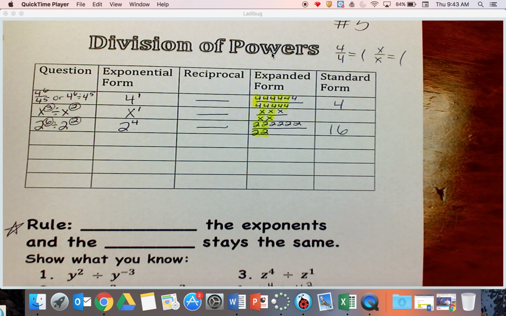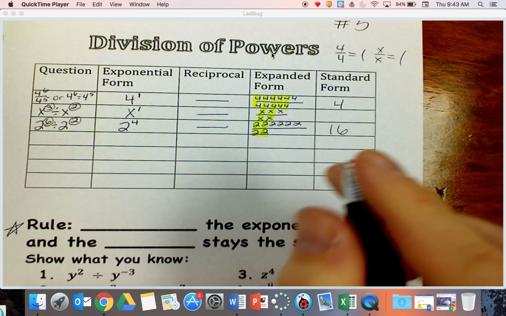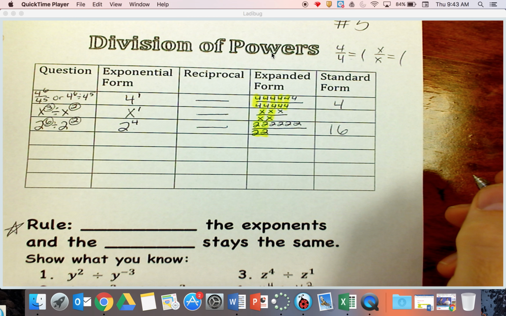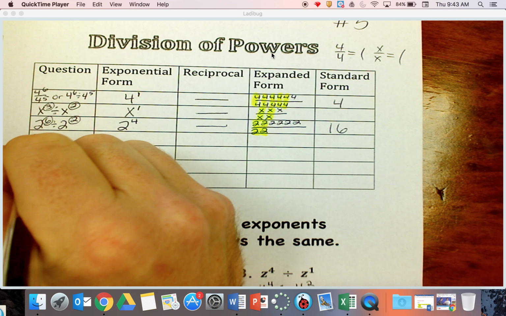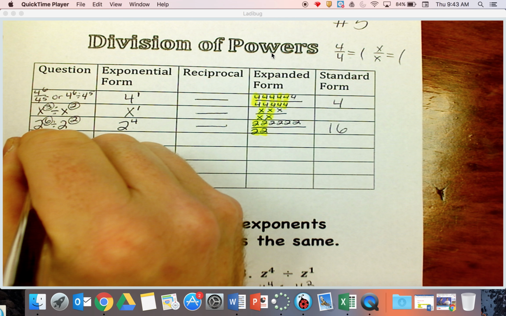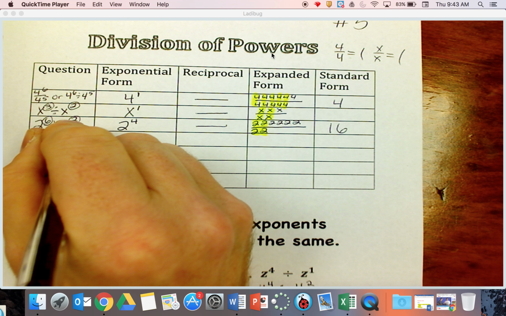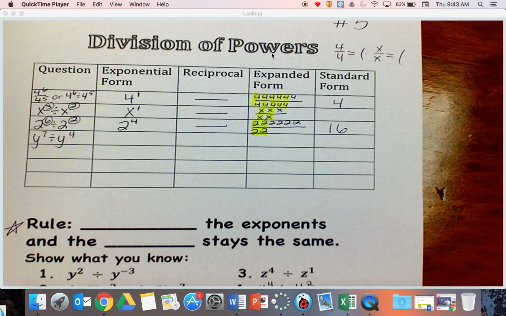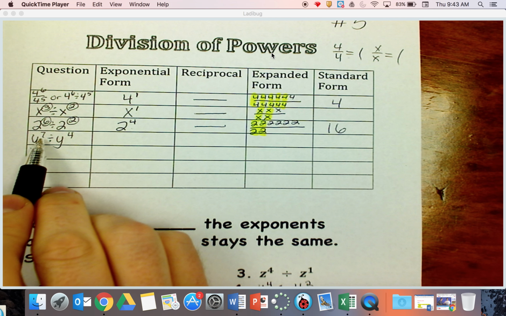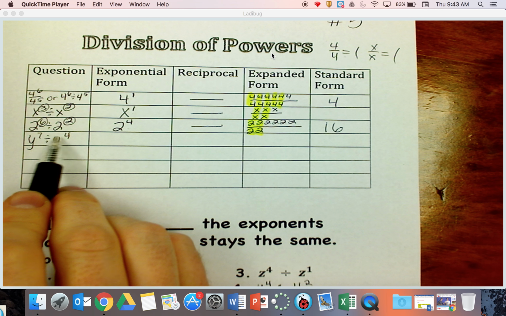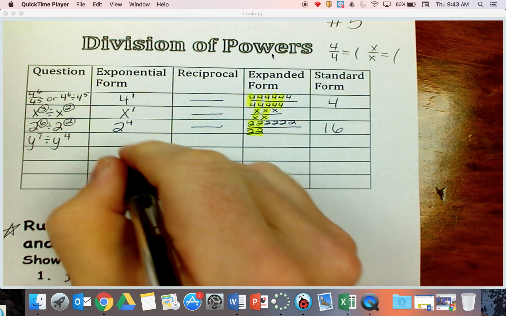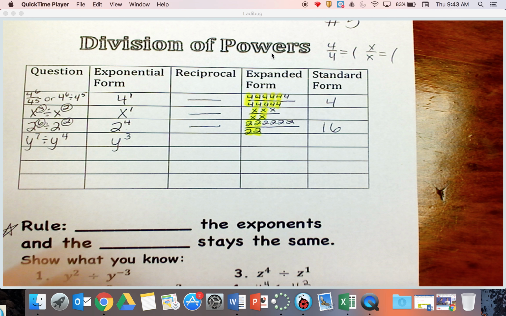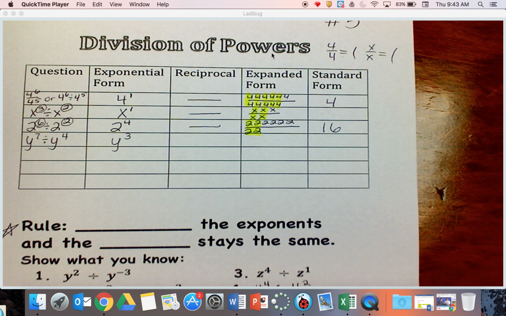Let's try a different one here. Let's see, what if I throw a little different oddball at you here? Let's see if it works. Let's try y to the 7th power, and I'm going to divide it by y to the 4th power. So if I do what we did up here and subtract these 2 exponents, the 7 and the 4, and keep my base, the base is y, I should get 3. Let's see if that happens.